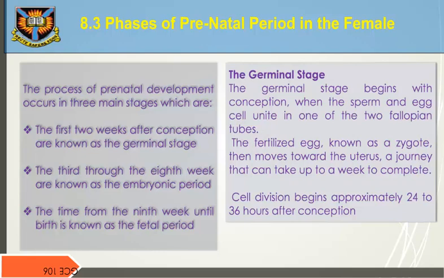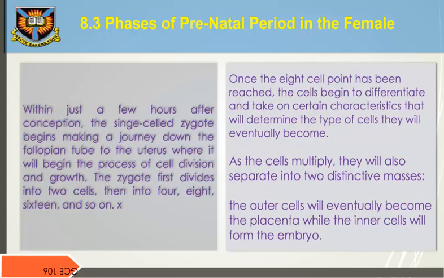The germinal stage. The germinal stage begins with conception, when the sperm and egg unite in one of the 2 fallopian tubes. The fertilized egg, known as a zygote, then moves toward the uterus, a journey that can take up to a week to complete. Cell division begins approximately 24 to 36 hours after conception. Within just a few hours after conception, the single-celled zygote begins making a journey down the fallopian tube to the uterus, where it will begin the process of cell division and growth.